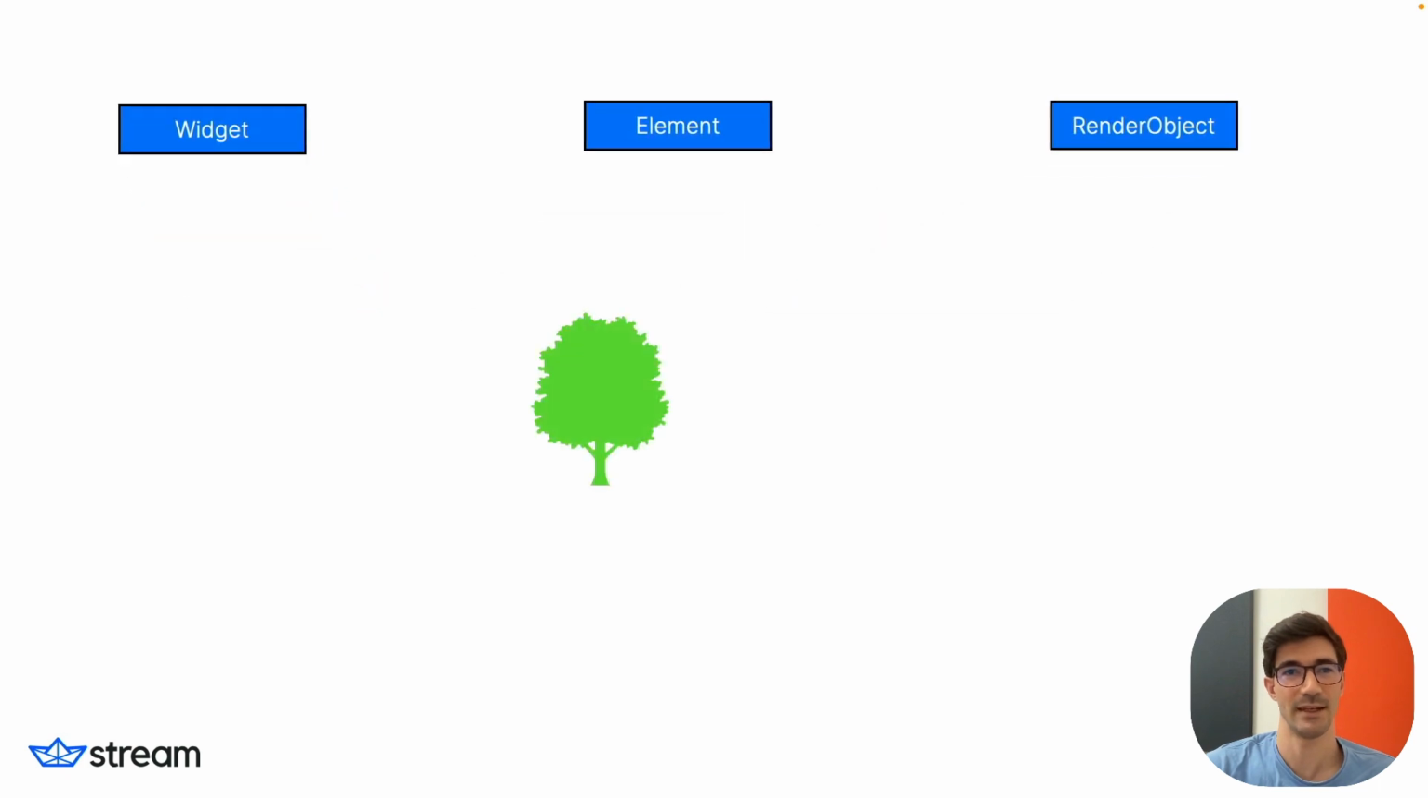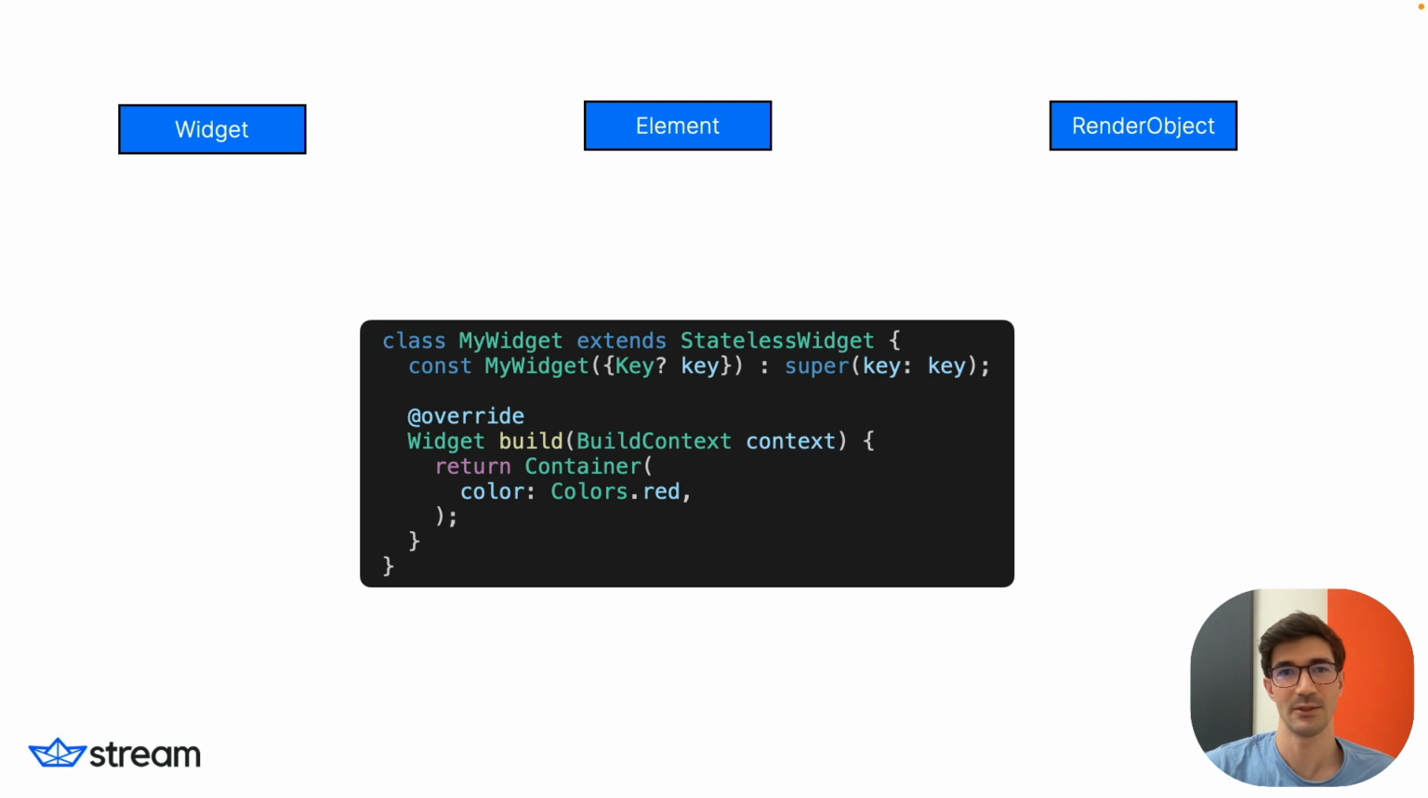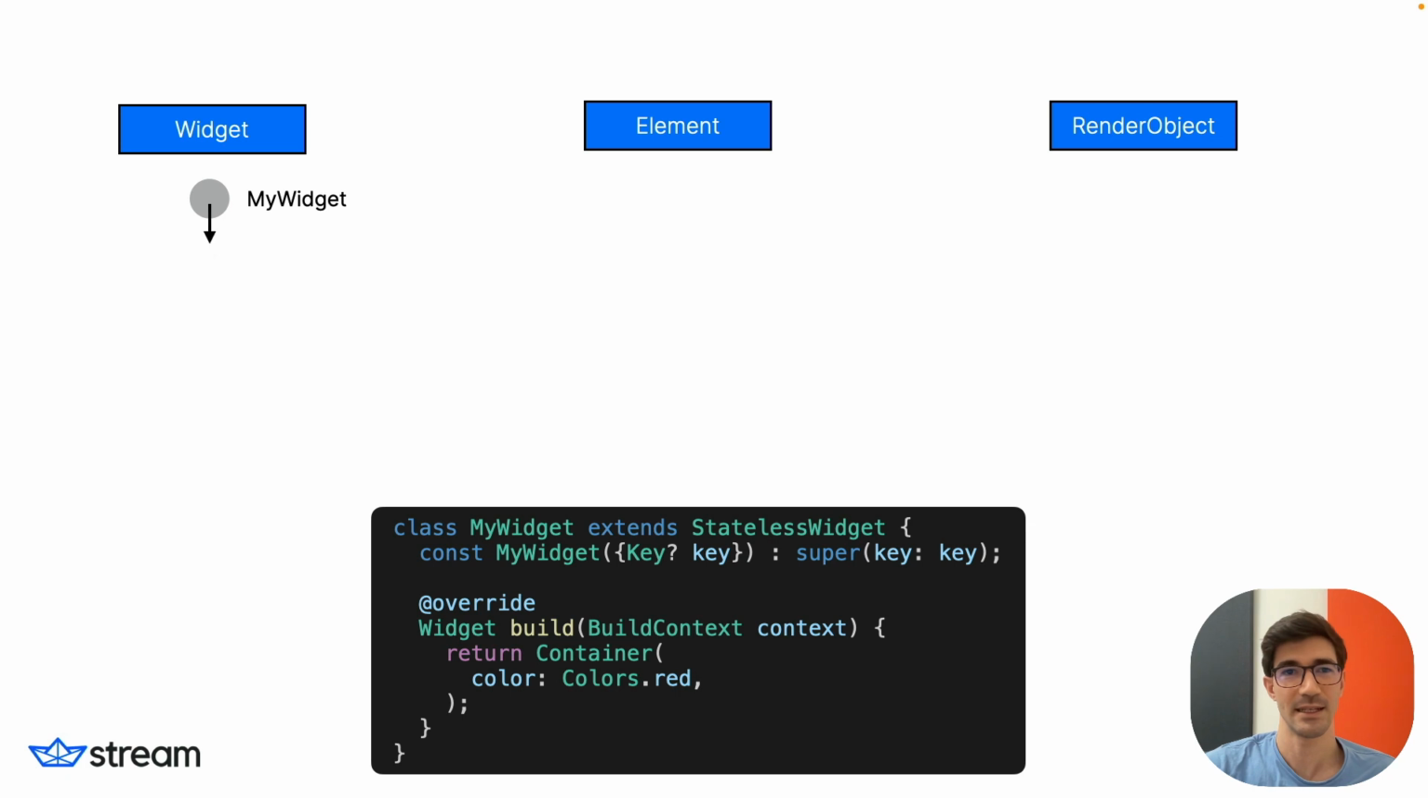So let's break these phases into the well-known Flutter trees. There are 3 trees: the widget, element, and render tree. And we will use a simple example to illustrate how these trees work together. Here we have a widget called myWidget that returns a red container. And as you can see, Flutter builds out our tree.